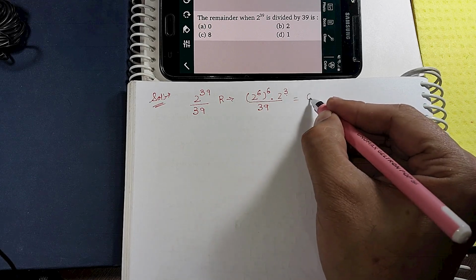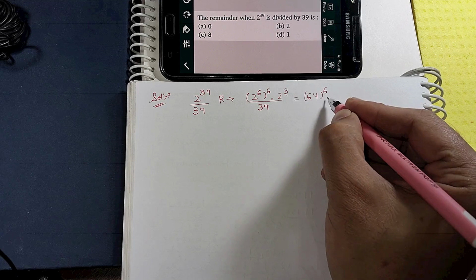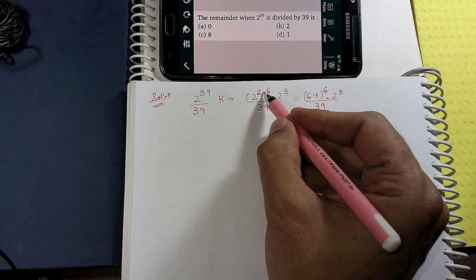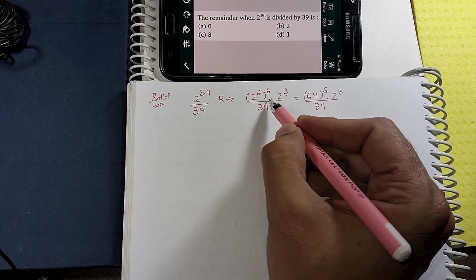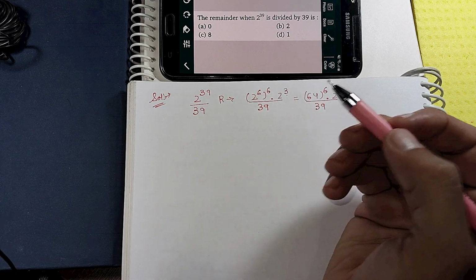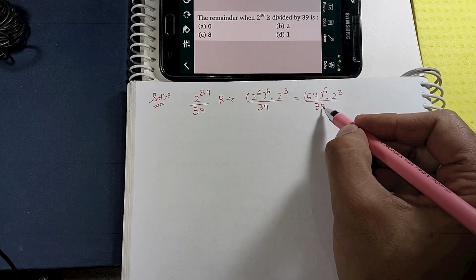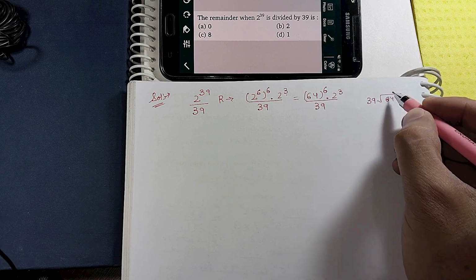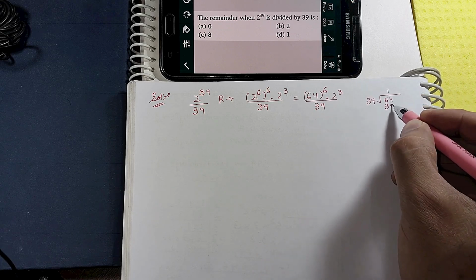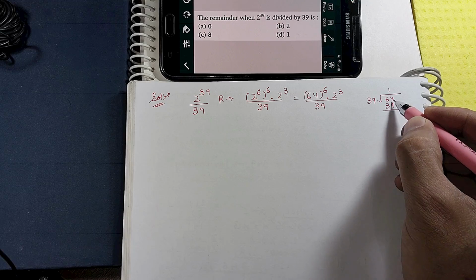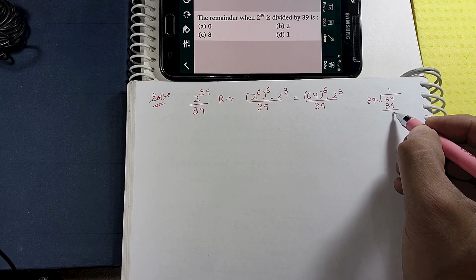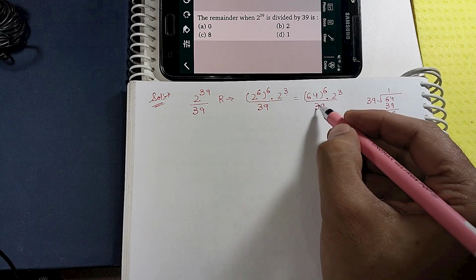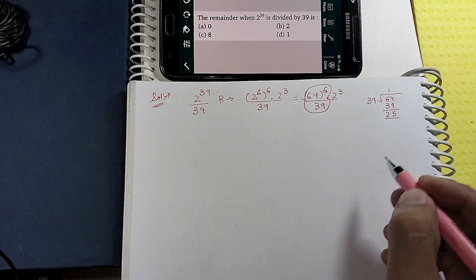So I will write 64. I can write 64 raised to power 6 dot 2 raised to power 3, divided by 39. Now this 2 raised to power 36 and 2 raised to power 3, if I add the powers, gives me 2 raised to power 39. Now when 64 individually is divided by 39, the remainder is 25. So when I divide this by this, I will be getting remainder 25.